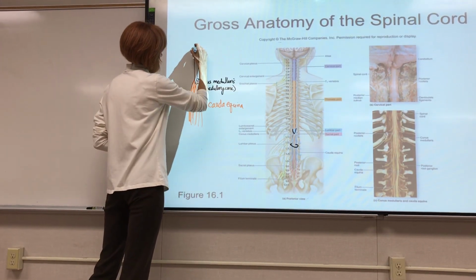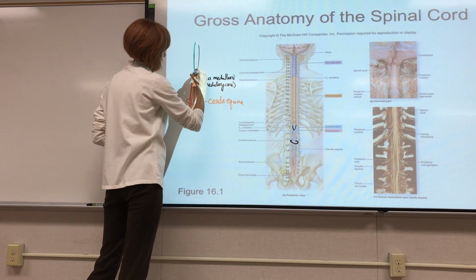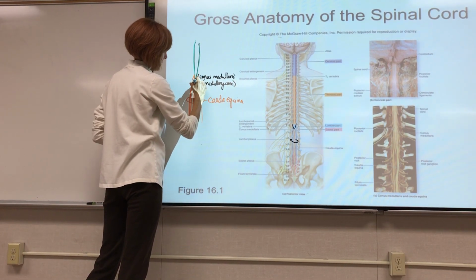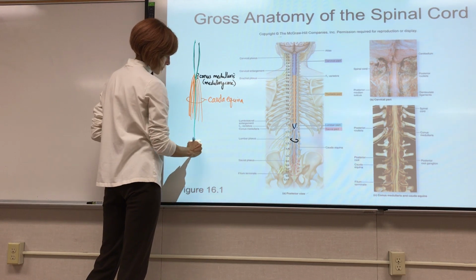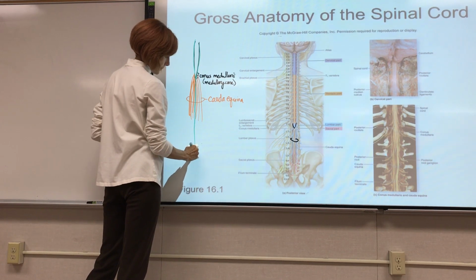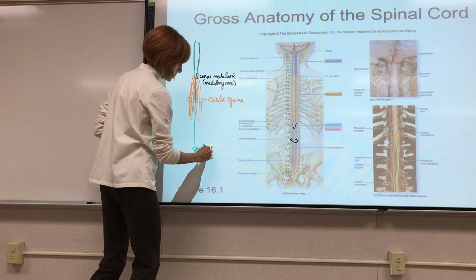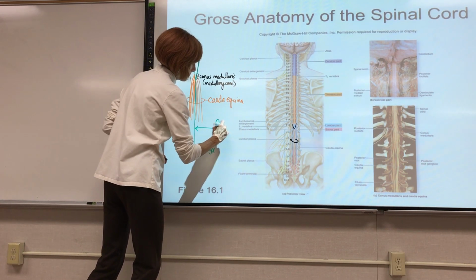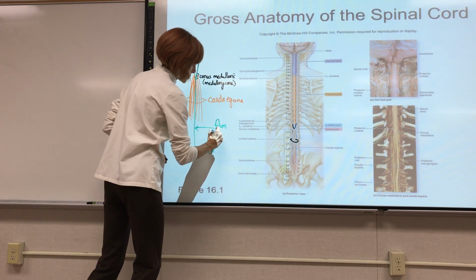So if we just picture our pia mater being attached to the outside of the cord, make this in green here also, and it's going to come down to the coccyx, okay, and attaches to that. So this is called the filum terminale.